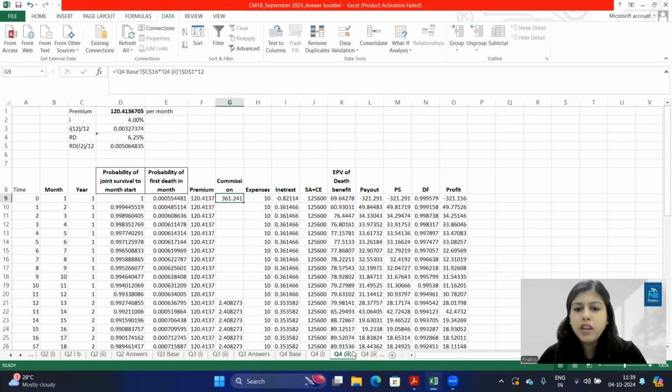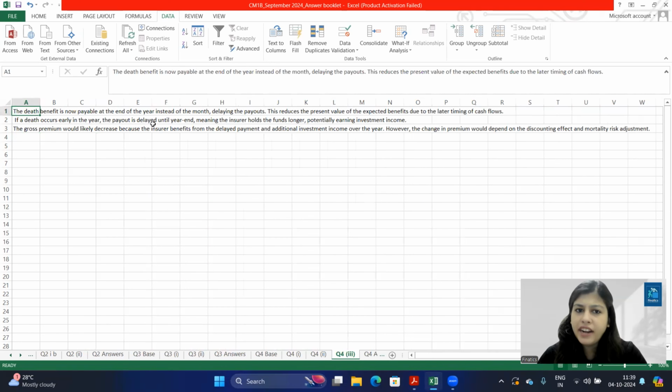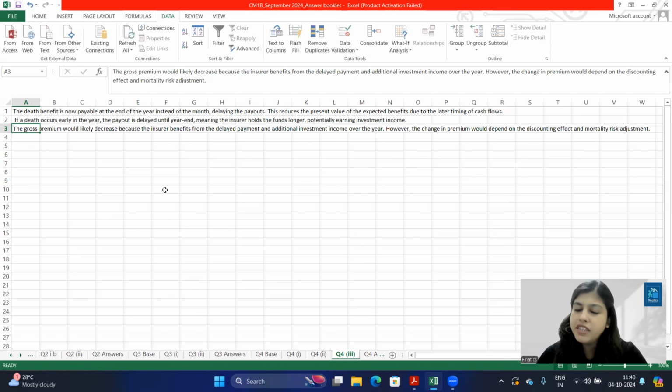Under this proposal, the death benefit is now payable at the end of the year instead of the end of the month, so it will delay the payouts. This reduces the present value of expected benefits. If a death occurs early in the year, the payout is delayed till year end, meaning the insurer holds the funds longer and can earn investment income. The gross premium would likely decrease because the insurer benefits from the delayed payment and additional investment income. However, the change in premium would depend on the discounting effect and the risk discount rate as well.